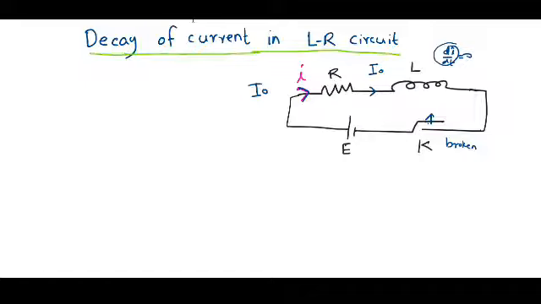Then an induced EMF is again developed in the inductance L. That is, this induced EMF slows down the rate of decay of the current.